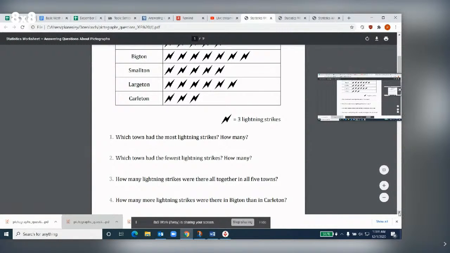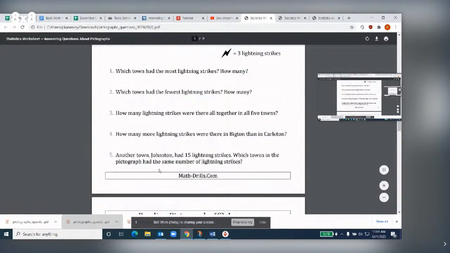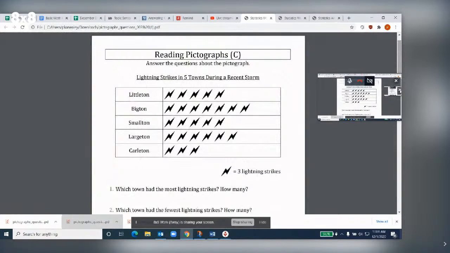And the last one's going to ask you, another town, Johnson, had 15 lightning strikes. Which towns in the picture graph had the same number of lightning strikes? So we're going to look for other towns that had 15, and that would be 5 of these symbols, because they equal 3. So Littleton had 5, and so did Smallton. So the answer would be both Smallton and Littleton.